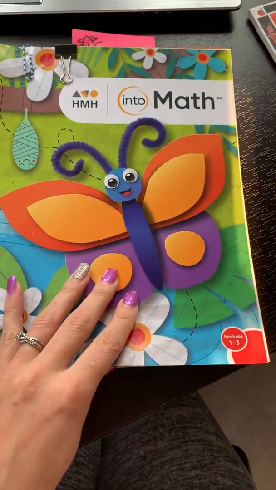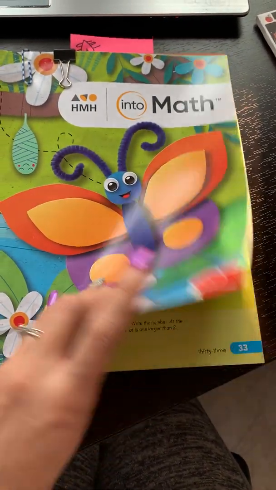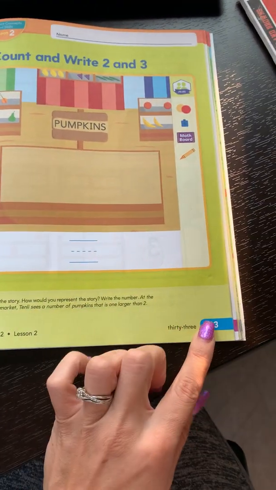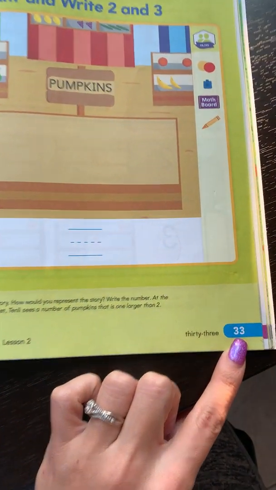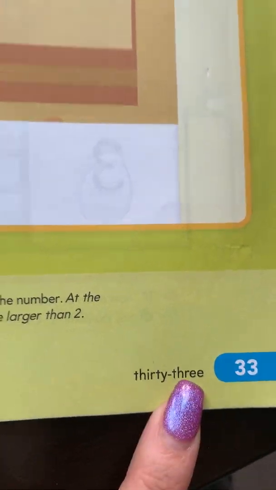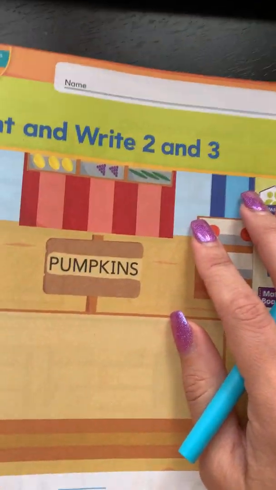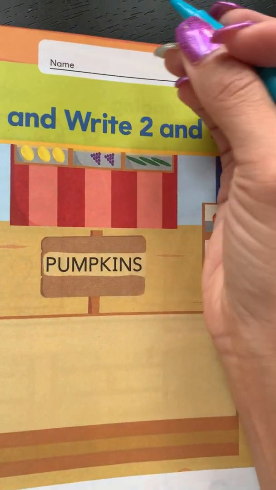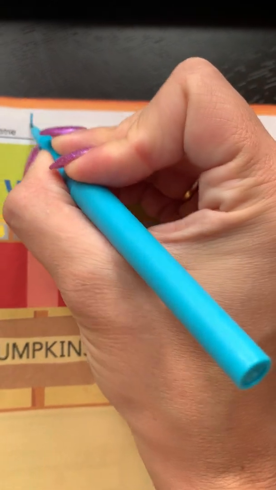You are going to need to open your HMH Into Math workbook to page 33. A 3, then a 3 is 33, okay? Now you know the first thing you do is always the same. You take out your pencil and write your name. Today, I'm going to write Dominic's name.